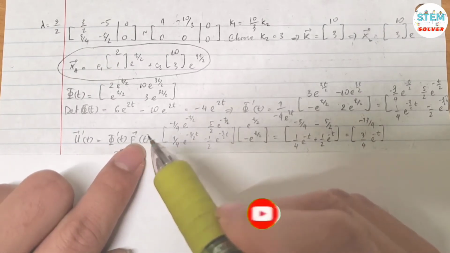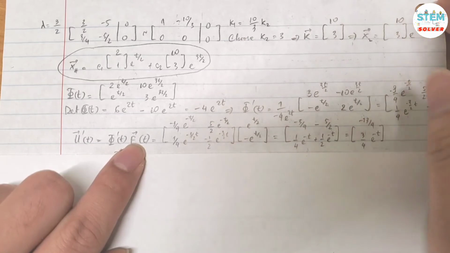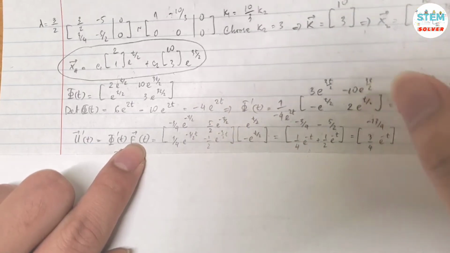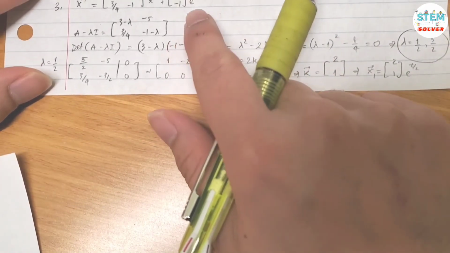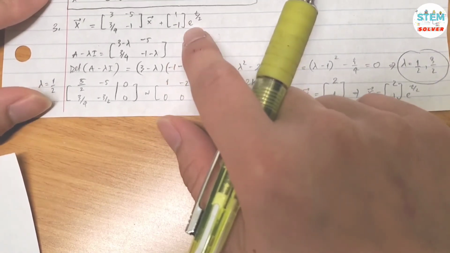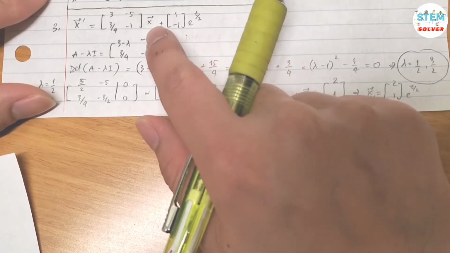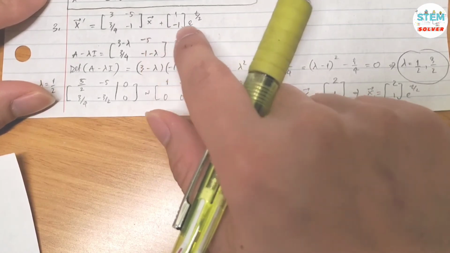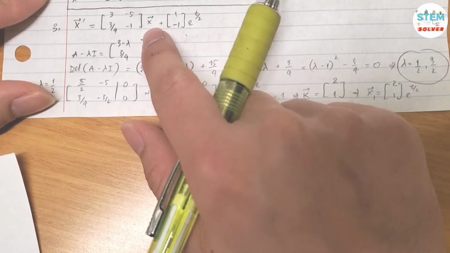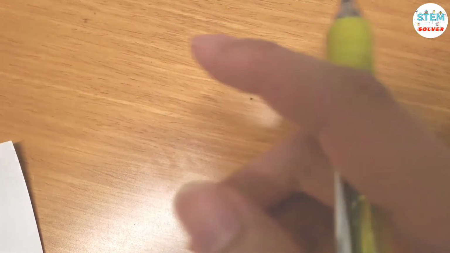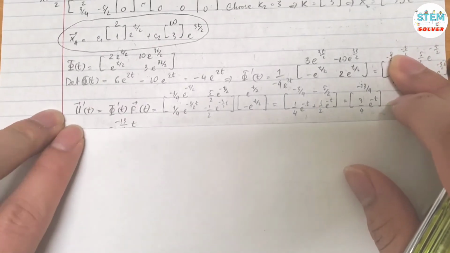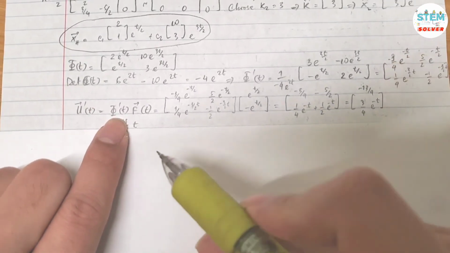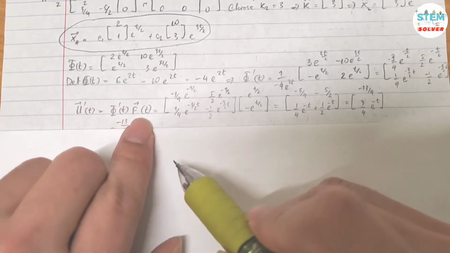What is f of t? Your f of t is this one, whatever is left over after you multiply, whatever comes after vector x. So u prime equals inverse phi of t times f of t.